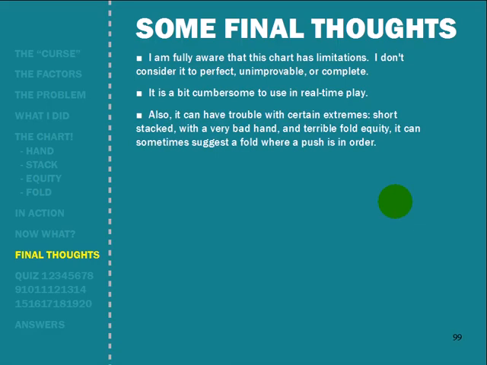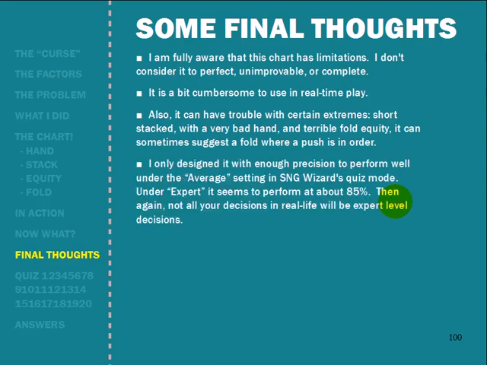The other thing is, it can also have trouble with certain extremes. If you're short stacked with a very bad hand and bad fold equity, sometimes it can suggest that you fold even when you should push. I could work that into the chart, and I know I could make it more accurate, but there are reasons for that. And the other thing is, I designed it only with enough precision, as I mentioned, to perform well under the average setting in the quiz mode. Under expert, it performs at about 85%. And as I said, most of your decisions are not going to be expert level decisions.